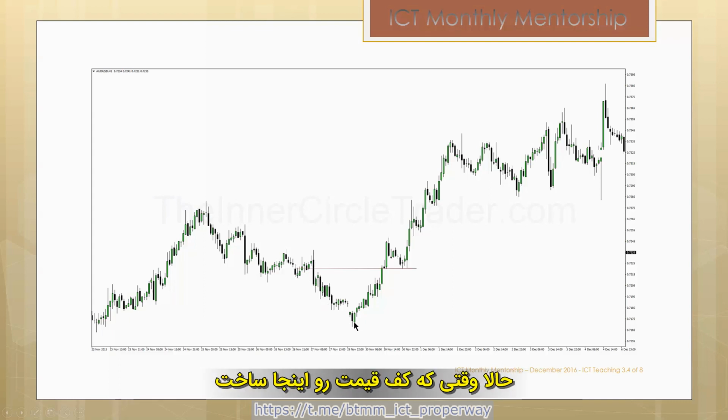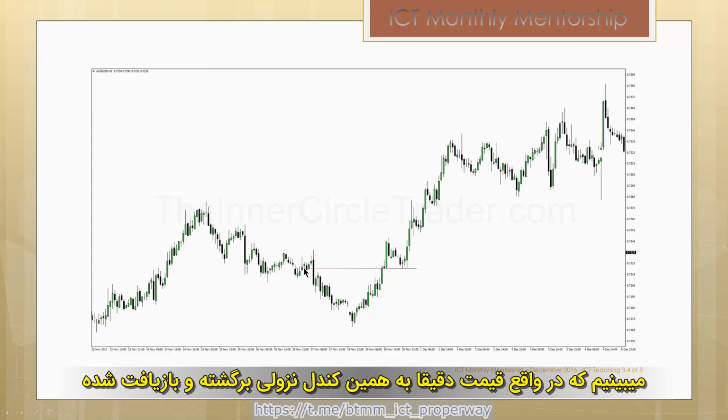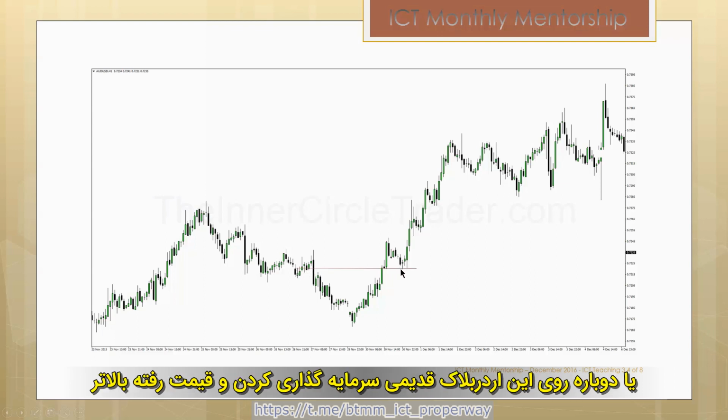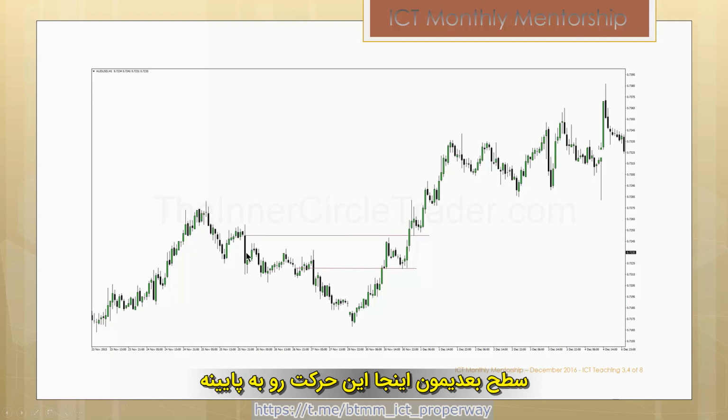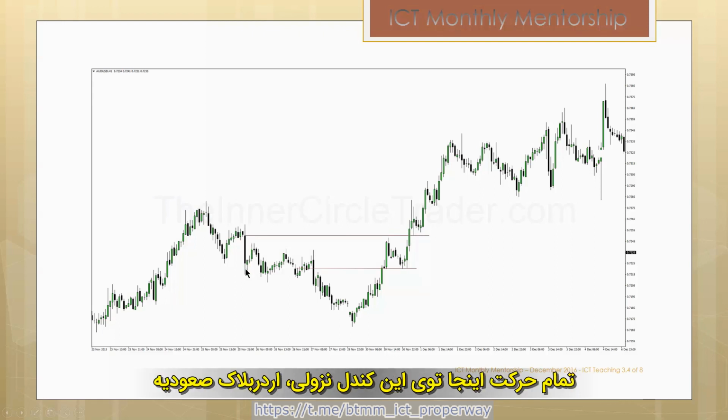Okay, once it makes its low here, we can see the price did in fact come back down to this same down candle, right to it here, and it was reclaimed, or they recapitalized this old order block here, and price started to move higher. The next level is here, this movement down prior to this displacement here.